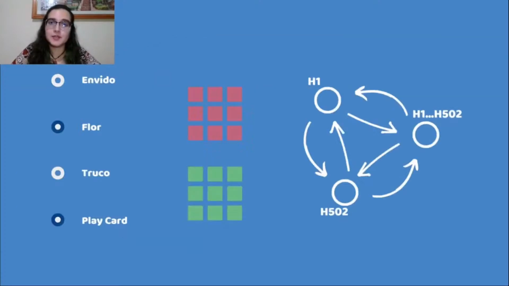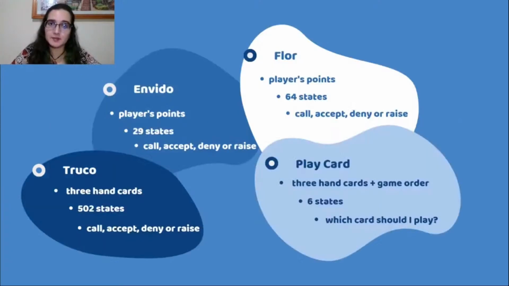Each mode is represented by two matrices, one for the number of wins and another for defeats. Also, the adapted Markov chain resulting from a search in the matrices can be seen on the right. H1 and H2 represent the player's hands, and the other state represents the unused hands. Each mode has its own state space. The Envido and Flor modes consider the player's points, the Truco mode considers the three cards the player has in his hand, and the Play Cards mode considers, in addition to the three cards, the order in which they are played. For the Envido, Truco, and Flor modes, the agent needs to call, accept, deny, or raise a bet.